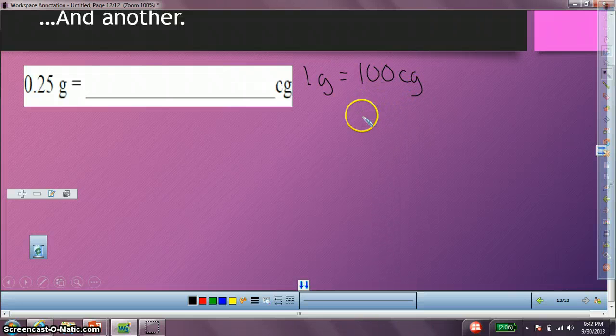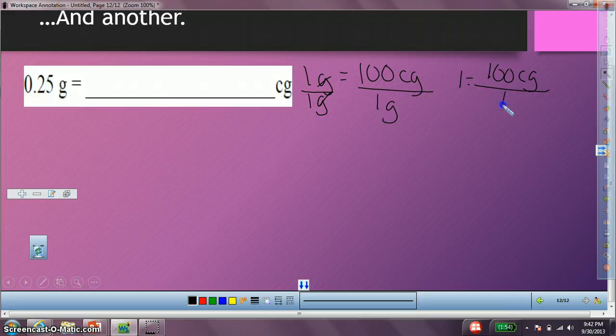To turn this into a conversion factor, first we decide what we need to get rid of. We need to eliminate grams. We're going to divide both sides by 1 gram. There our units cancel, and we end up with 1 equals 100 centigrams over 1 gram. Now we'll take our original quantity, 0.25 grams, and we'll multiply by our conversion factor. Centigrams over 1 gram.